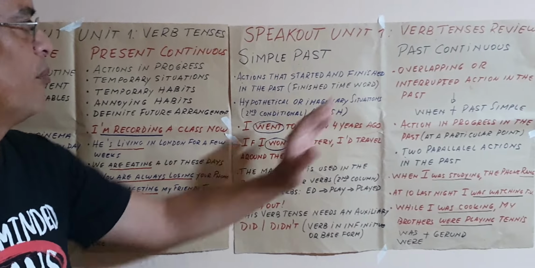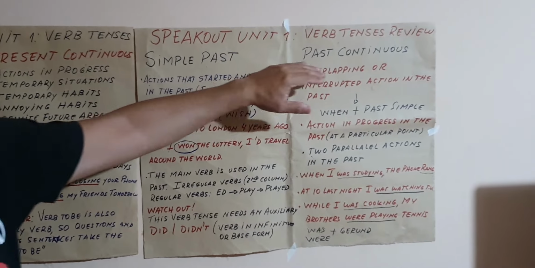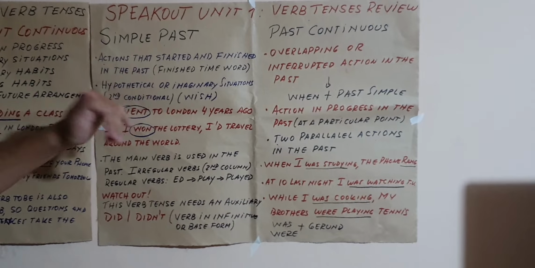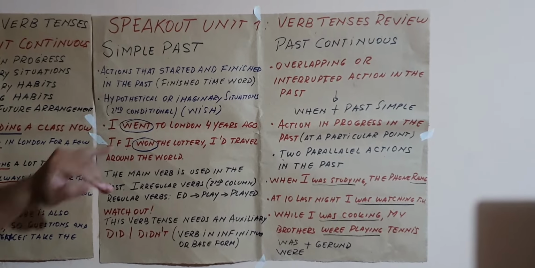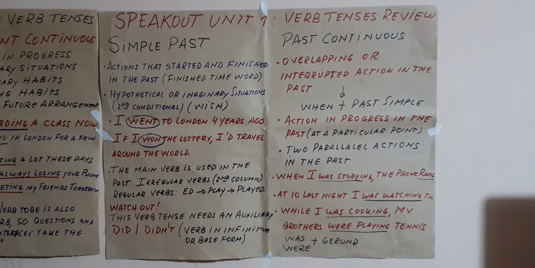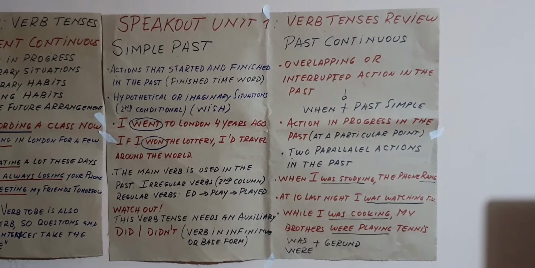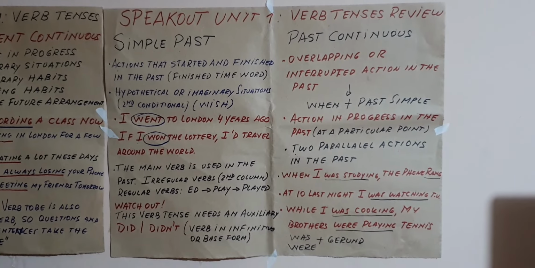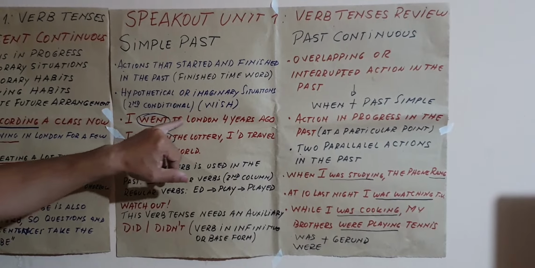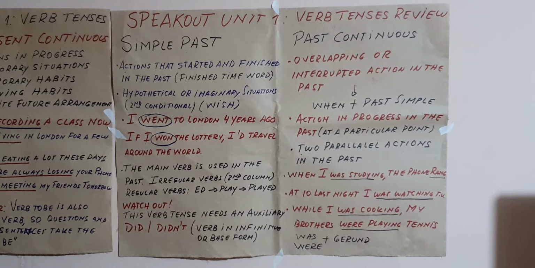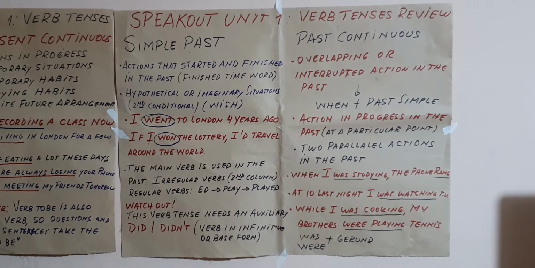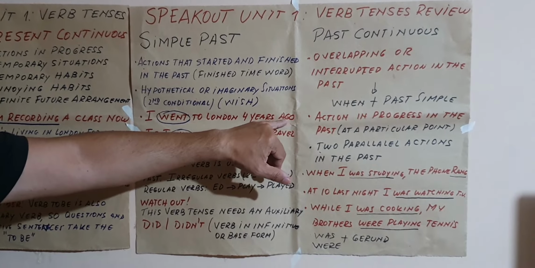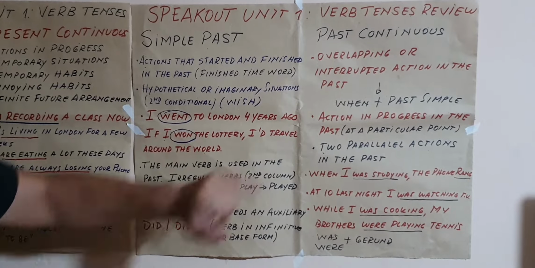As regards the past, we have the simple past and the past continuous. So the simple past is used for actions that started and finished in the past with a finished time word, or hypothetical or imaginary situations using the second conditional or wish, for example. If I say, I went to London 4 years ago, it means that I went and I came back, I am here now, so it is ago. This is the finished time word, ago.